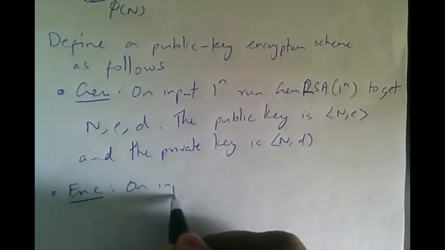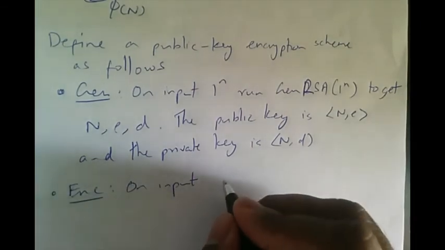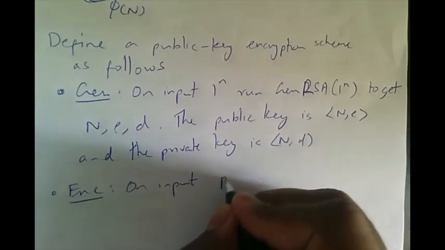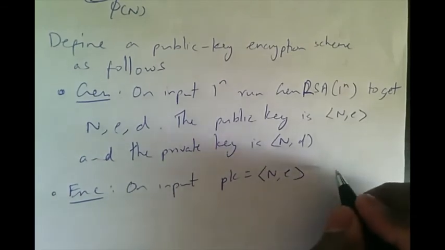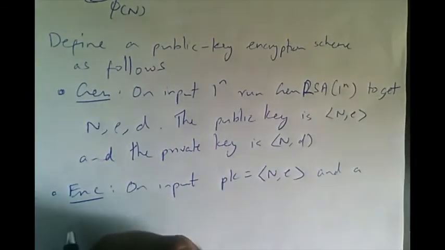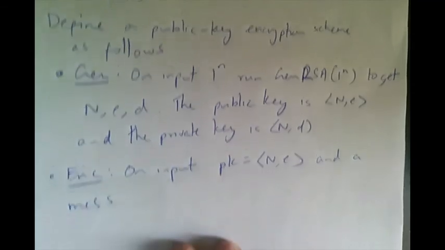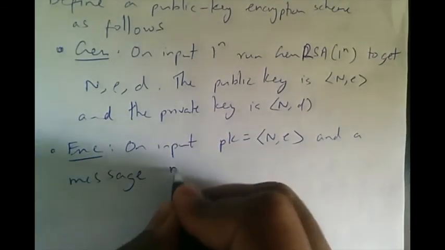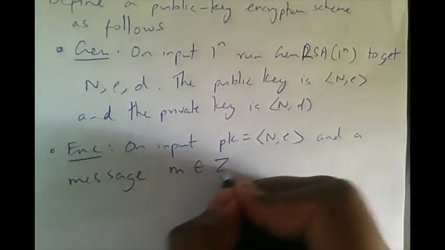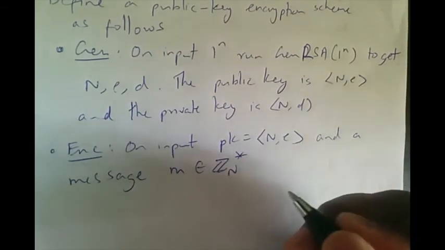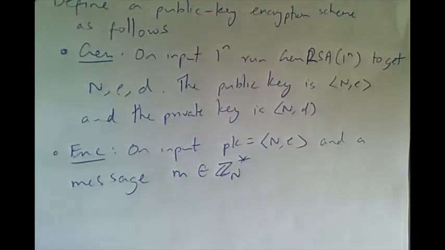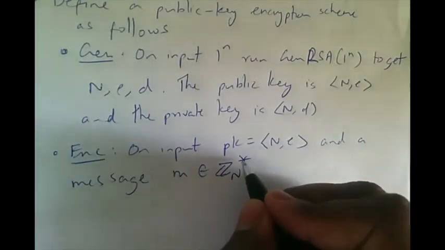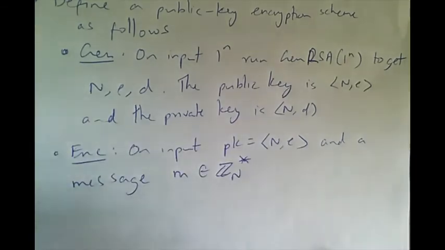So on input a public key PK, (N, E), and a message M in Zn star. So we need the message to be an integer in Zn star. So it can't be some arbitrary bit string. If you have an arbitrary bit string message, you need a way to map it to an integer in Zn star.